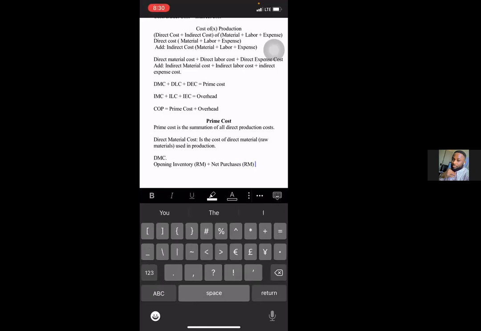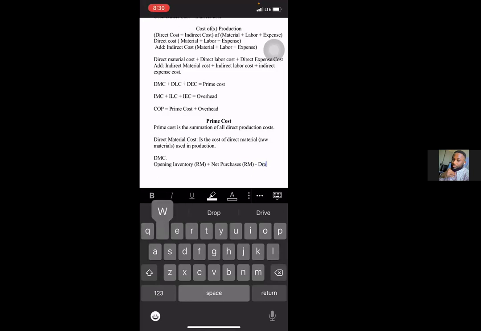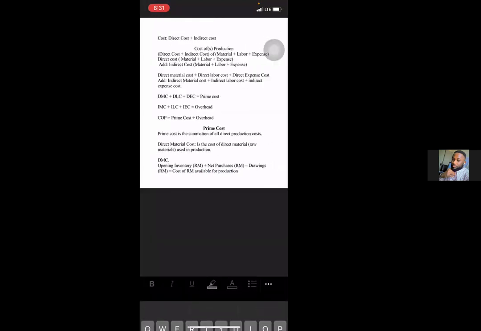All right, and then less drawings of raw materials. So we have opening inventory of raw materials plus net purchase of raw materials minus drawings of raw materials, and this will give us cost of raw materials available for what? For production. Very good. Available for production or manufacturing. All right, but we are not interested in knowing the cost of raw materials available for production. We are interested in knowing the cost of raw materials consumed. So this is the first step.